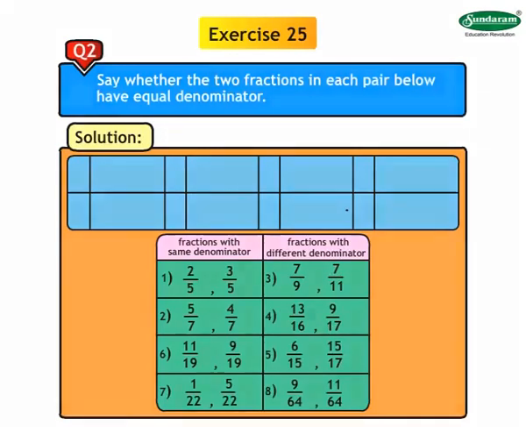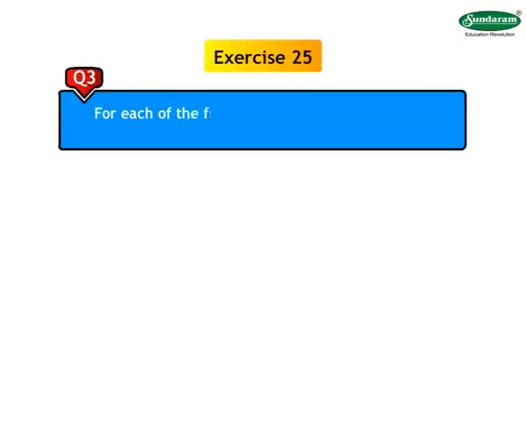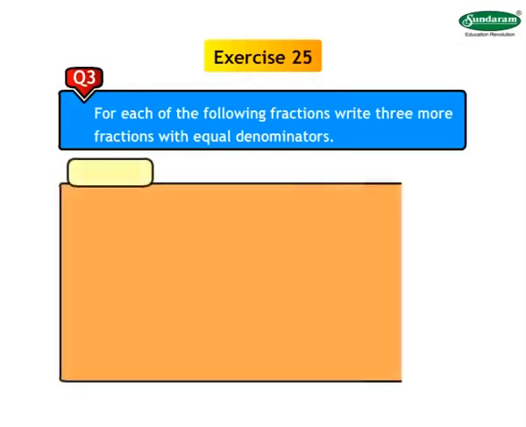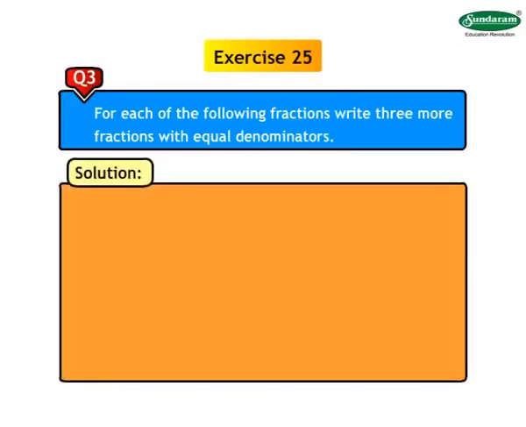Question 3. For each of the following fractions, write 3 more fractions with equal denominators. Solution. Here, d is equal to 7. Therefore, 3 other fractions with d is equal to 7 are 2 upon 7, 4 upon 7, 3 upon 7, 6 upon 7 are the 3 other fractions with denominator 7.